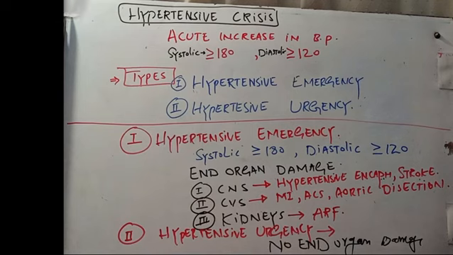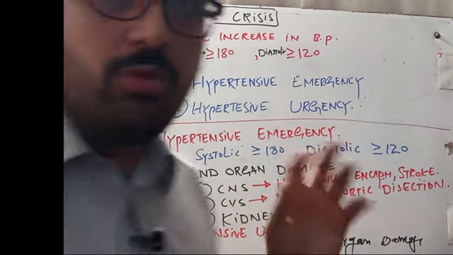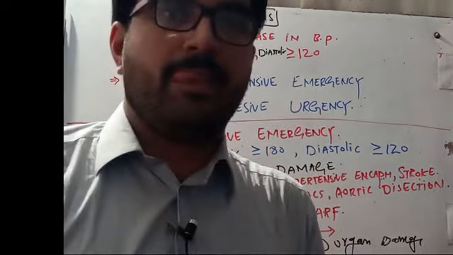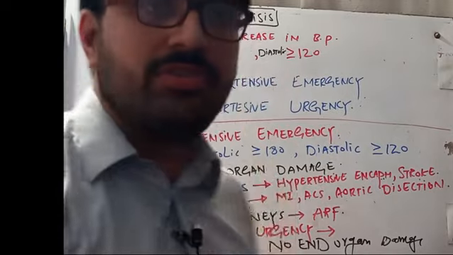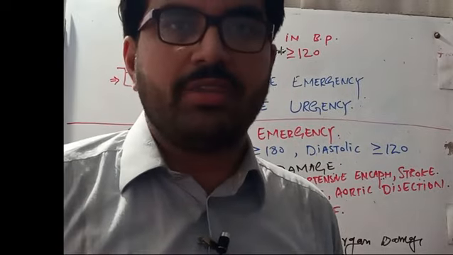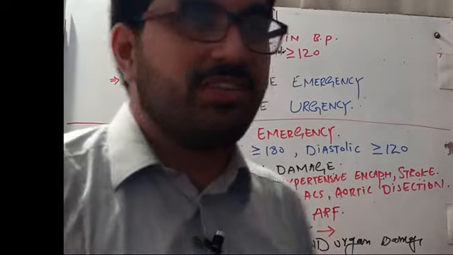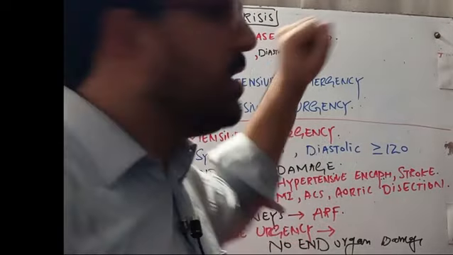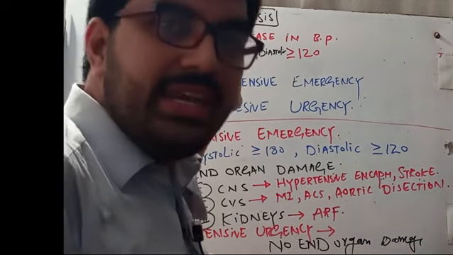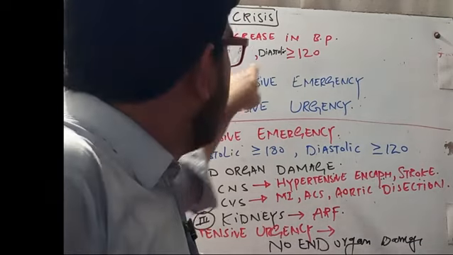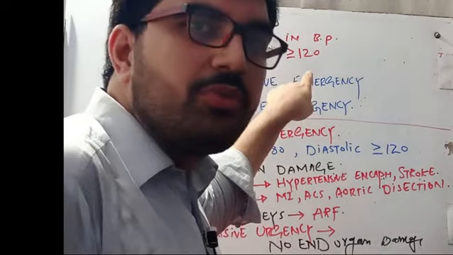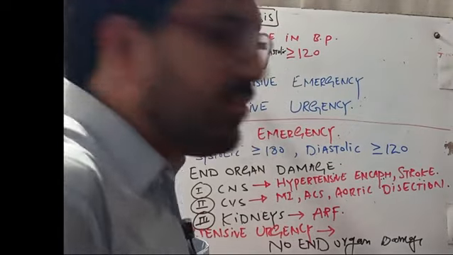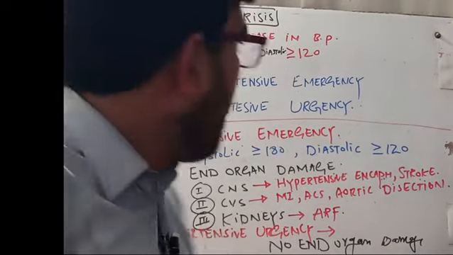Bismillahirrahmanirrahim. So today I'm going to talk about a very important topic, that is hypertensive crisis. So how do you define the hypertensive crisis? That is acute increase in the blood pressure, systolic of 180 or more than 180 and diastolic of 120 or more than 120. That is hypertensive crisis.